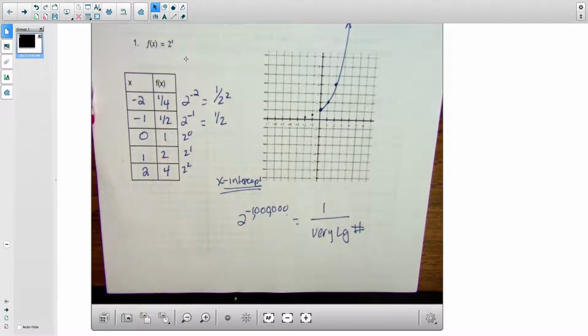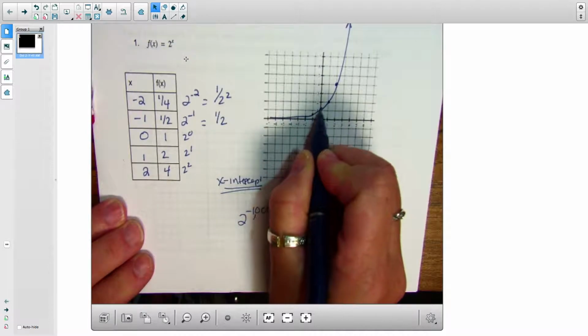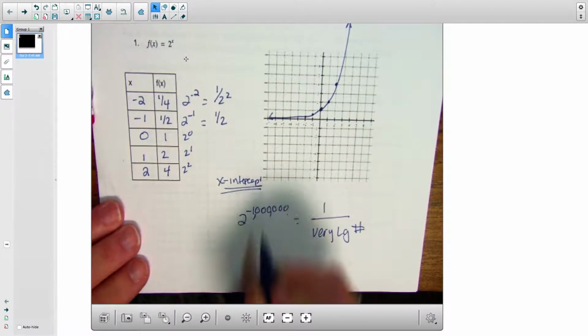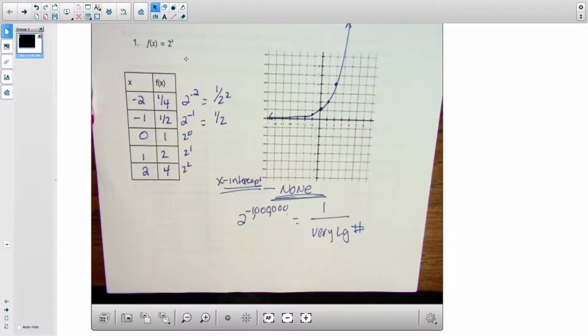I have $1 and I have to divide it among, let's just say, 1,000,000 people. How much is each person going to get? They won't even get a penny, will they? So it's going to get really, really super small. It will never go to 0. So it's going to approach our x-axis, but it will never, ever hit it.